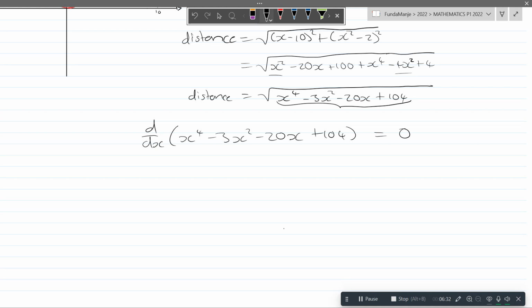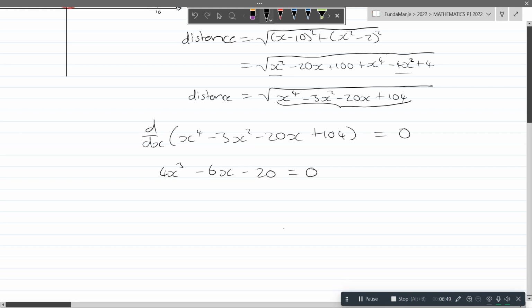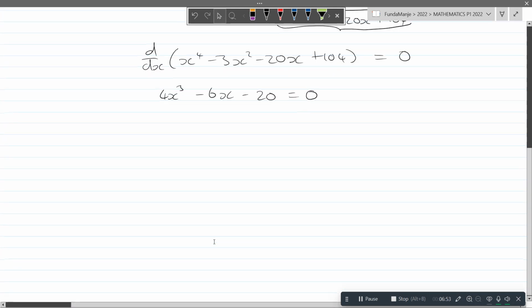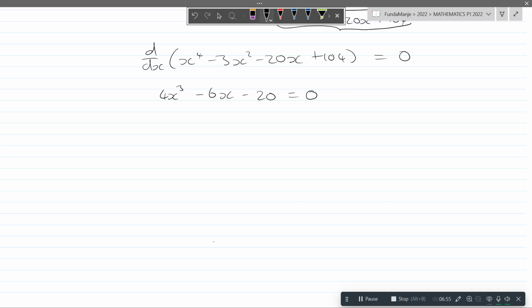So from this, we can do our little procedure. That's going to give us 4x cubed for the first one, minus 3 times 2 is minus 6x, 2 minus 1, that's 1, and then we have minus 20. And we say this is equal to 0. Then again, you get to this point, you have a cubic function. You want to find the values of x that give you 0.